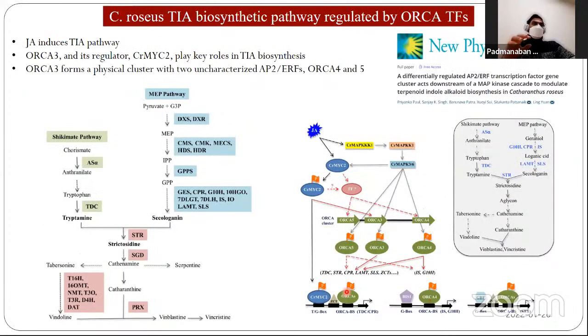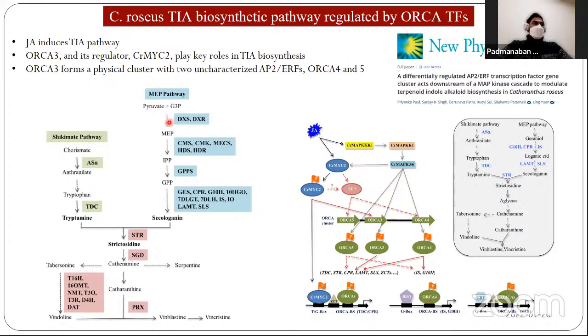This paper talks about an AP2 transcription factor as an activator of terpenoid indole alkaloid biosynthesis in Catharanthus roseus, the plant from which we get vinblastine and vincristine. So this is the common pathway I talked about, which comes from glycolysis, the terpenoid pathway.